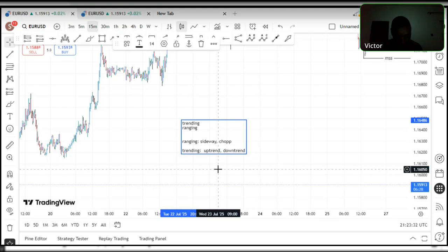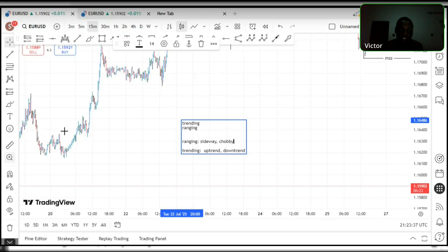Sorry, choppy. So we have trendy and ranging market, and under the trendy market we have the uptrend and the downtrend. Then under the ranging market we have the sideways market and the choppy market.